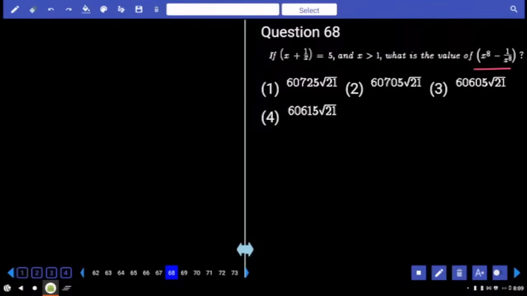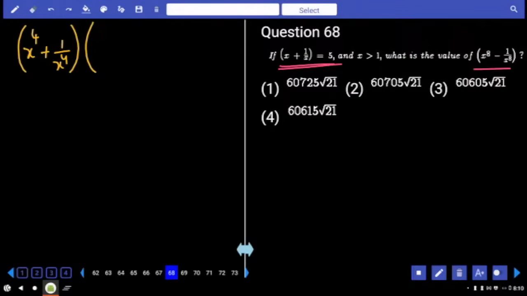Right, yesterday I think we have covered a similar question. But yesterday x minus 1 by x was given, and now x plus 1 by x is given. x power 8 minus 1 by x power 8 can be written in the form of a square minus b square. So we can rewrite it as x power 4 plus 1 by x power 4 into x power 4 minus 1 by x power 4.